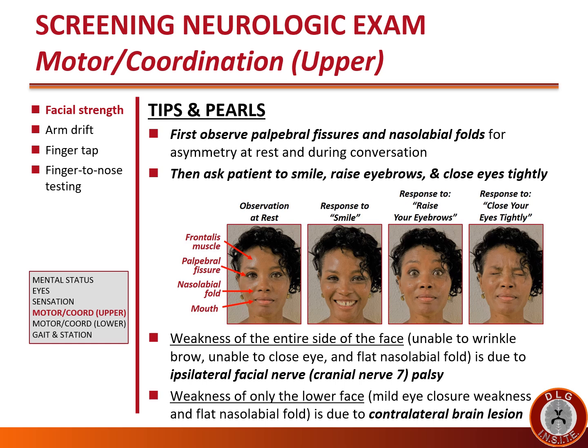Weakness of the entire side of the face, in which a patient is unable to wrinkle the brow, unable to close the eye, and has a flat nasolabial fold, is due to ipsilateral facial nerve, that's cranial nerve 7, palsy. Weakness of only the lower face with mild eye closure weakness and flat nasolabial fold, but normal wrinkling of the brow, is due to a contralateral brain lesion.